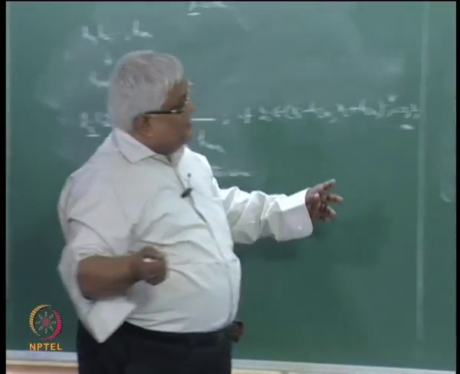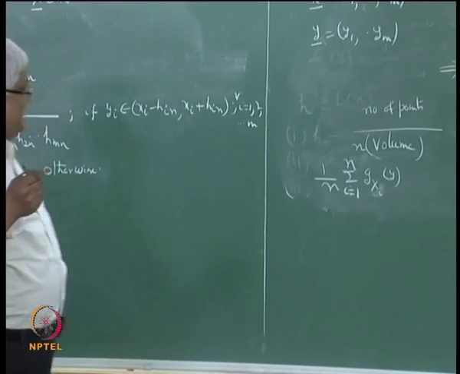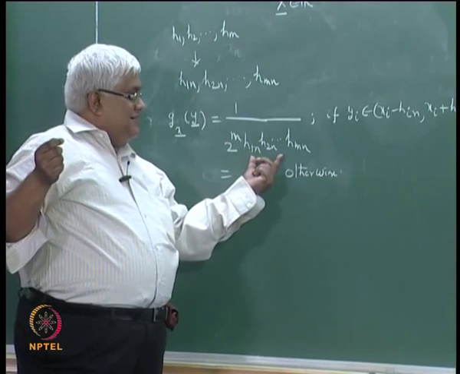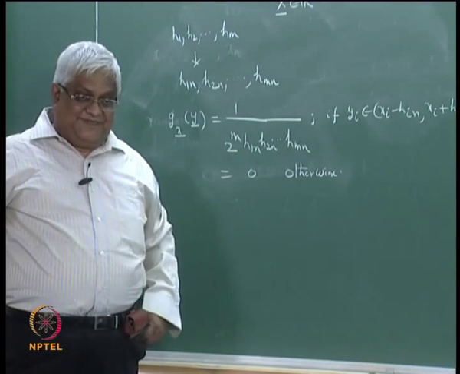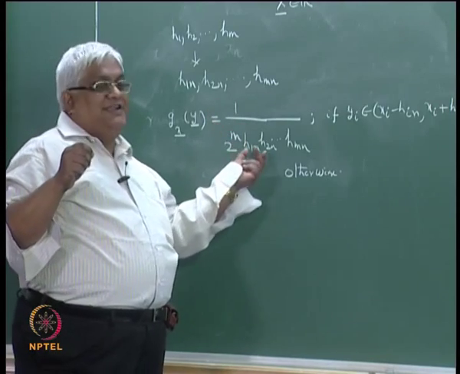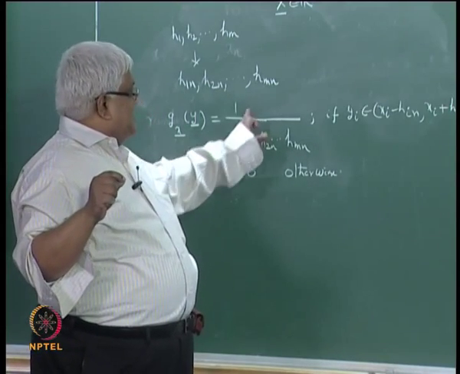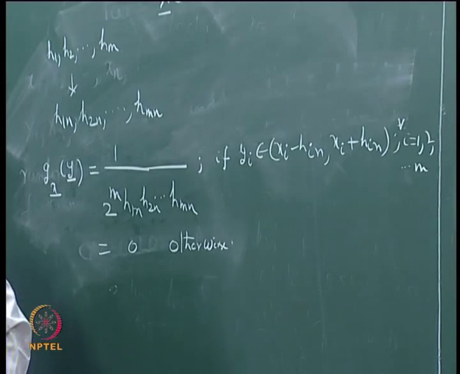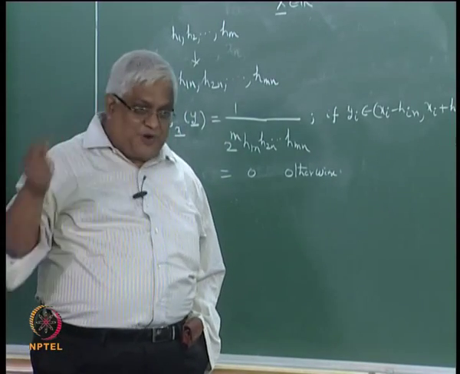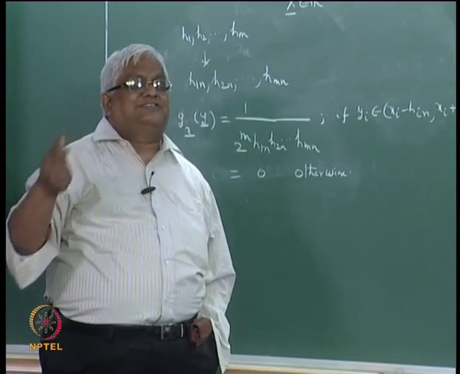Looking at this, Loftsgaarden gave his own density estimate. Note that here we are fixing the volume and counting the number of points. Loftsgaarden in 1966 fixed the number of points and varied the volume. So, how do you fix the number of points? Say for a particular point y, you want to find its estimated density. What you do is find its kth nearest neighbor.